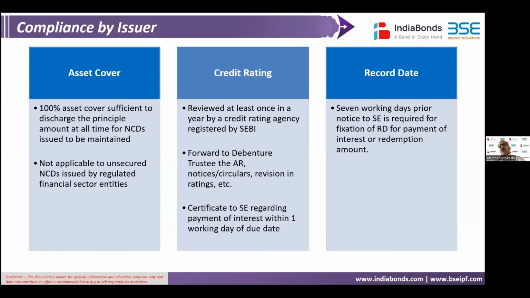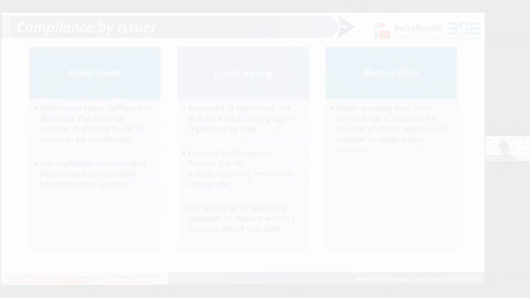Then there is a requirement of a record date for interest payment or redemption. That is 7 working days' prior notice to be given to the stock exchanges, and the certificate to the stock exchange. Once the payment has happened, within 1 day they have to give the certificate to the stock exchange that payment of interest or redemption has been done to the investors.